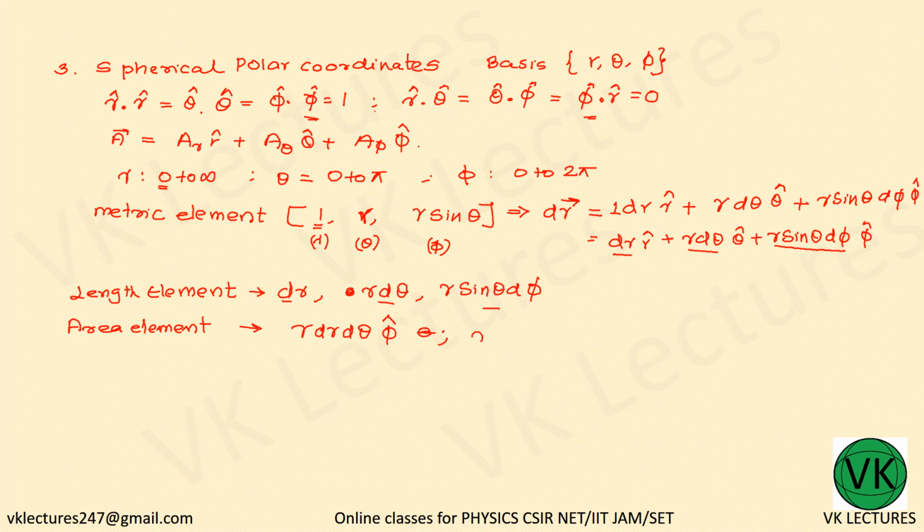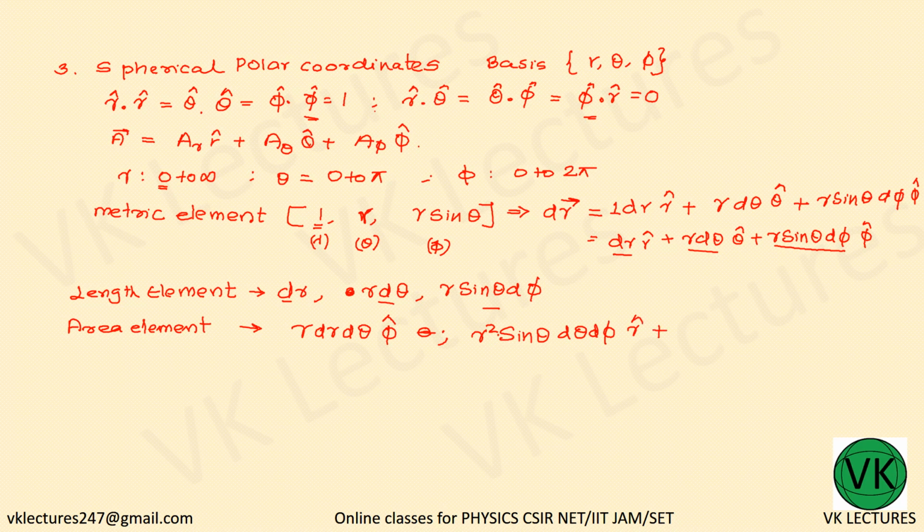Okay, this is one. Now the next one is 2 into 3 in the direction of the other. So r d theta times r sine theta d phi, so r square sine theta d theta d phi, and it should be in the direction of r.